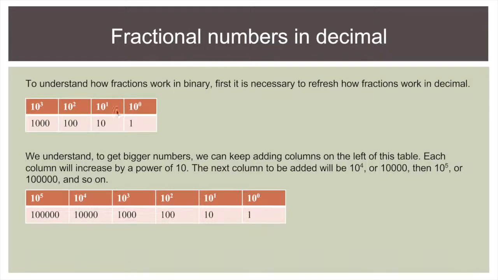We've got 10 to the power of 0 is 1, 10 to the power of 1 is 10, 10 to the power of 2 is 100, 10 to the power of 3 is 1000. And we understand to get bigger numbers, we can keep adding columns on the left side of this table, and each column will increase by a power of 10. So the next column we add will be 10 to the 4, which is 10,000, or 10 to the power of 5, which is 100,000, and we can keep going, 10 to the power of 6 to be a million, and so on.